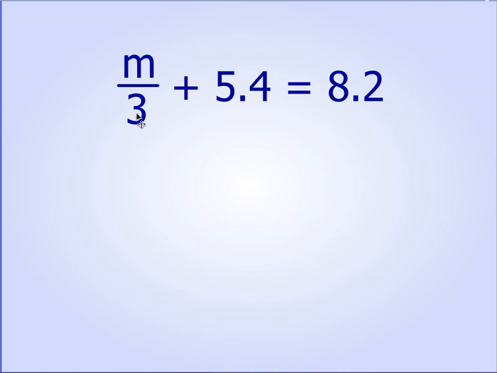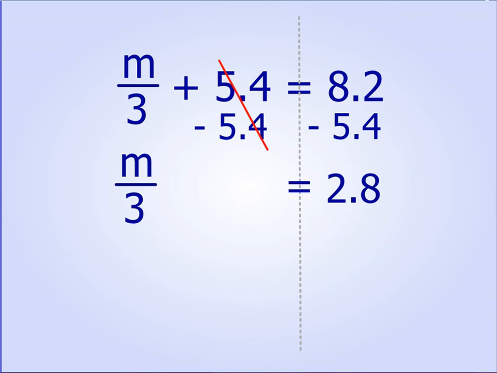How about m divided by 3 plus 5.4 equals 8.2? Just because there's decimals here does not change the process. We're still going to have that dividing line. We're still going to subtract before we multiply or divide. When I subtract 5.4 from both sides, I get m divided by 3 equals 2.8.